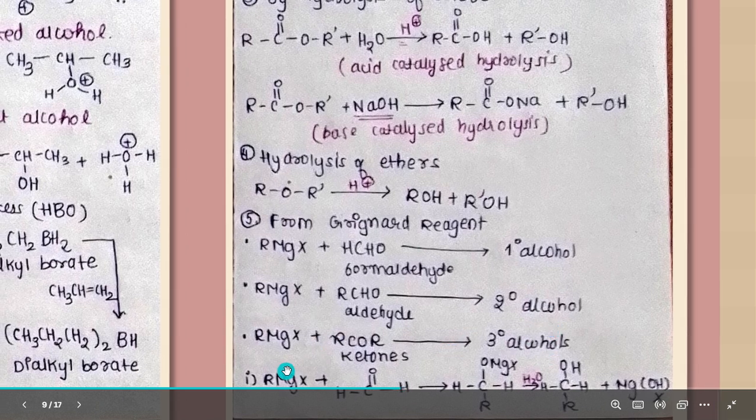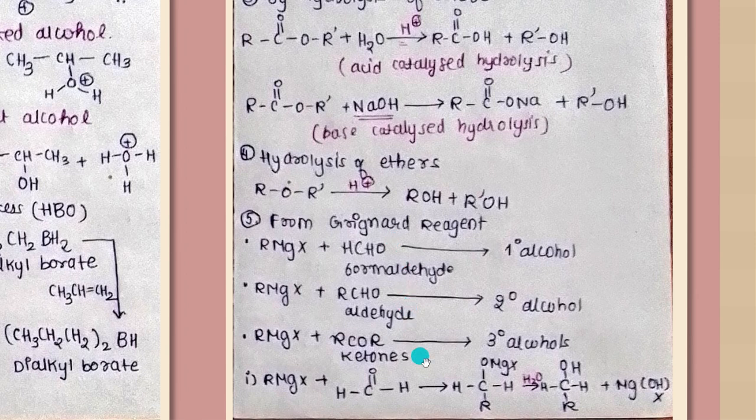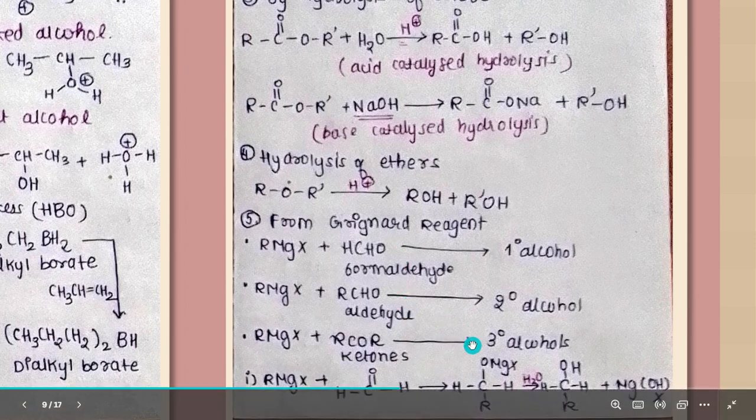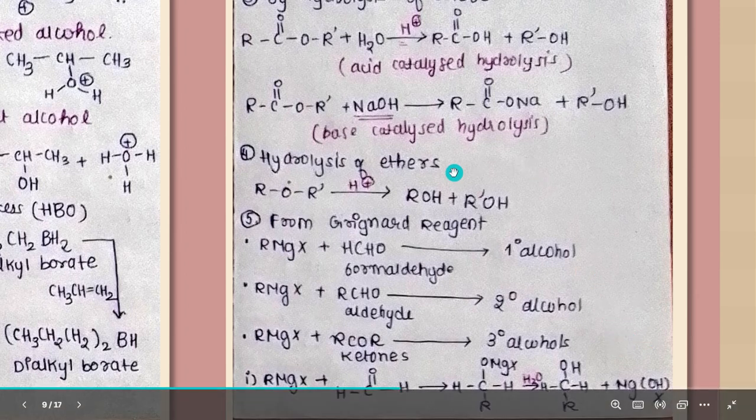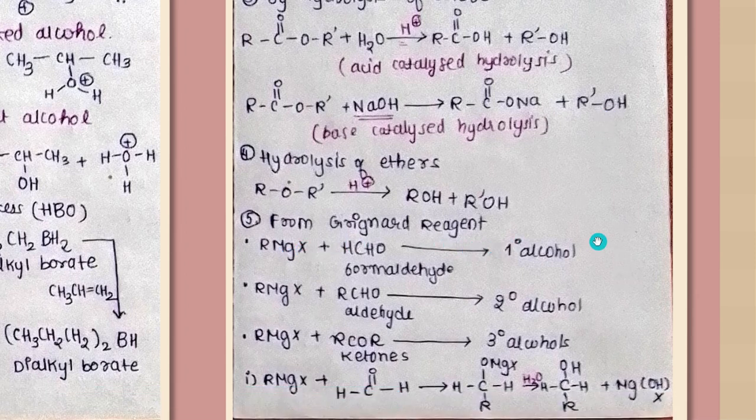Now if I react this RMgX with HC double bond O H, which is again formaldehyde itself, right? So here what will happen? I will get CH2ROMgX. Again, this one on reaction with water will give me CH2ROH, plus MgOHX. So this was the mechanism for the formation of primary alcohols using Grignard's reagent reacting with formaldehyde.